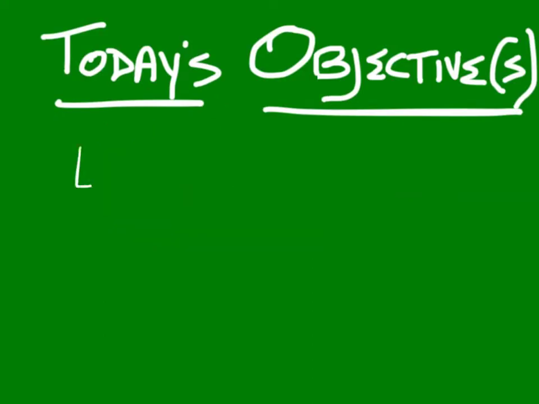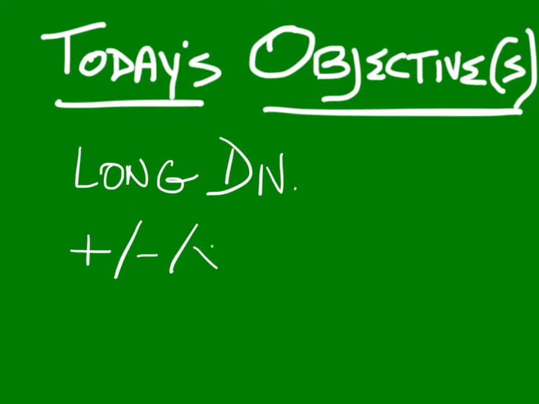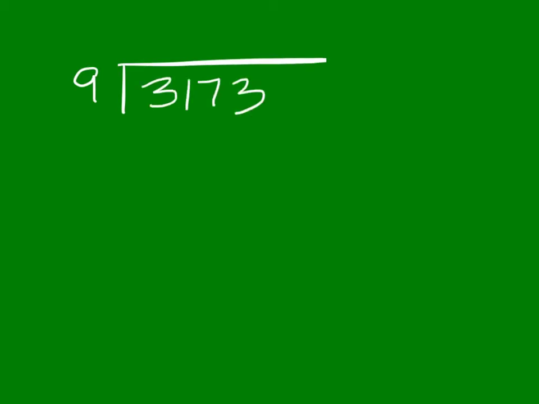Today's objective is going to be long division, and if we get a chance to get to it, addition, subtraction, multiplication, and division of positive and negative numbers. I want to divide 9 into 3173 and round to the 10th place. What do I do first?